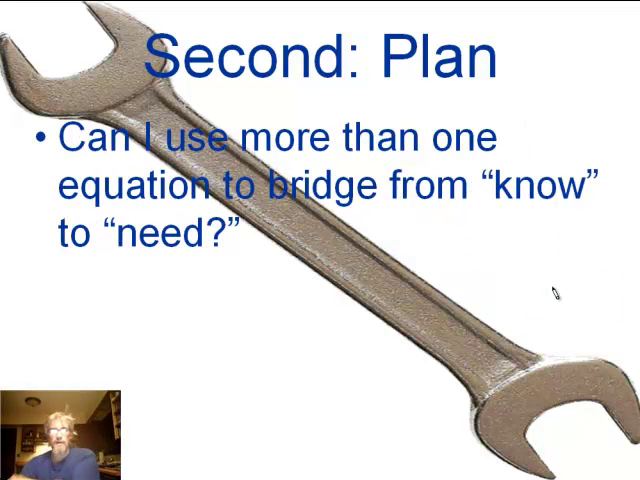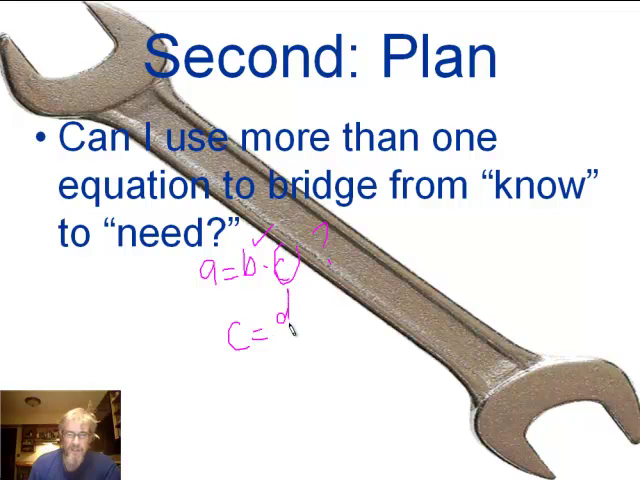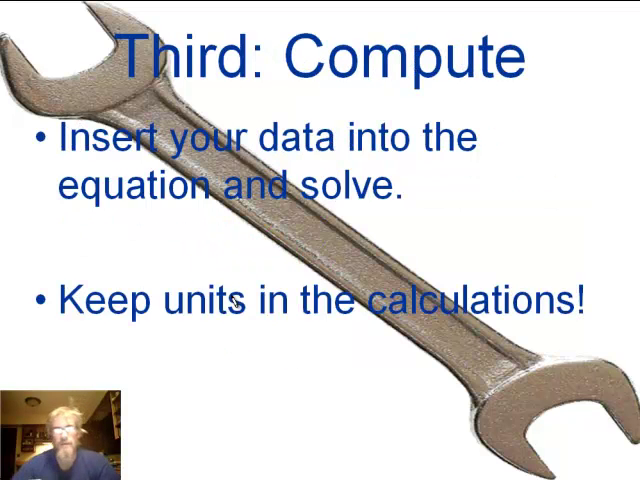Sometimes one equation isn't enough, and so you have to ask yourself a second question quite often. Can I use more than one equation to bridge from what I know to what I need? For example, let's say we have an equation that A equals B times C, and I know B, but C is still an unknown to me. Well, I may have another equation that says C equals D divided by E, and I know D and I know E. So I can use D and E to find C, and then my plan will include plugging C in here and then ultimately getting A, which is my answer. So think about that as well.